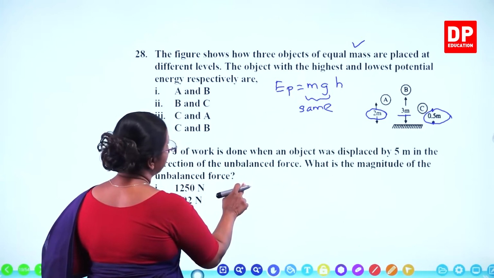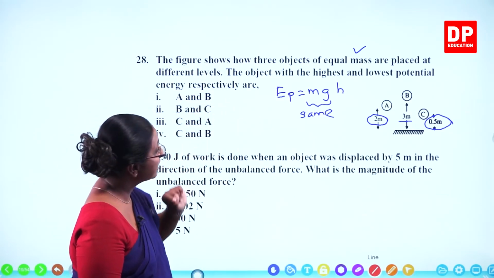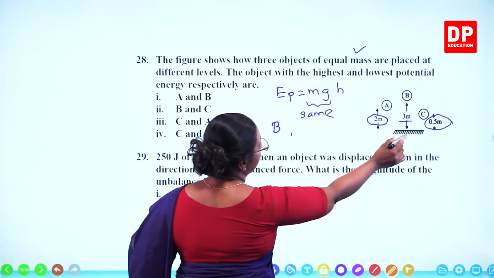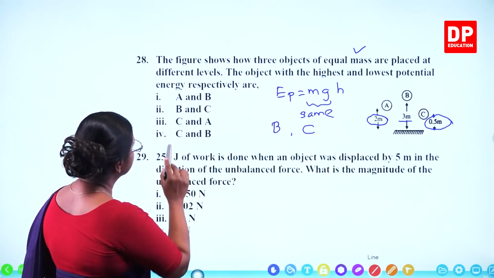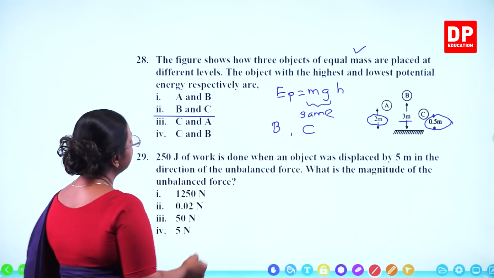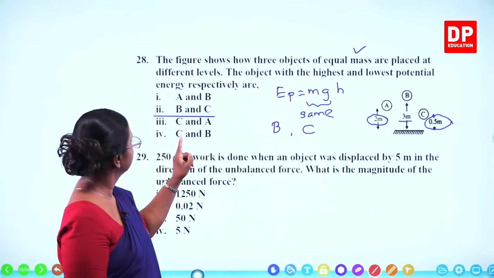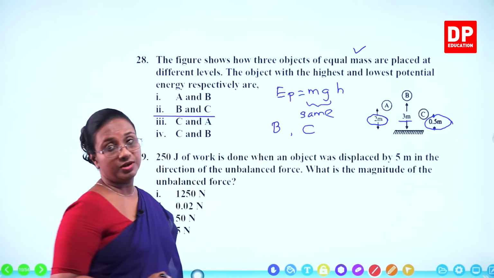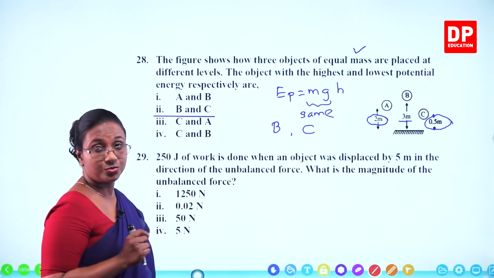If we look at the question and the answers, the object with the highest and lowest. Highest is B, then we have lowest C. So highest and lowest potential energy respectively, A and B not correct, B and C correct, C and A not correct, and C and B also not correct. Because C has the lowest and B has the highest. It should be B and C, highest and lowest. The order should be correct. So that is how we answer this question.